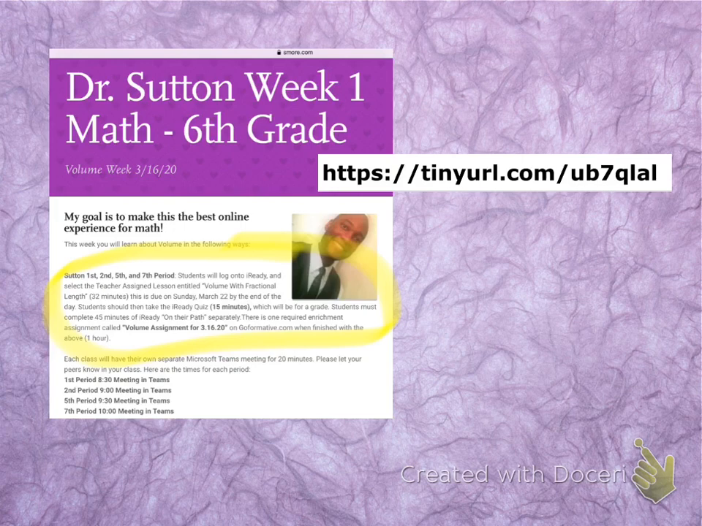So we're talking about so far 45 minutes and possibly another 45 minutes, which kind of equates to your 2 hours that you're supposed to have of just doing work. Outside of that requirement, the 45 minutes of iReady is separate. Remember, iReady is a weekly requirement where you have to have at least 45 minutes on your path. These other assignments, the volume with fractional length and taking the iReady quiz, would be considered just a part of pretty much that first hour.